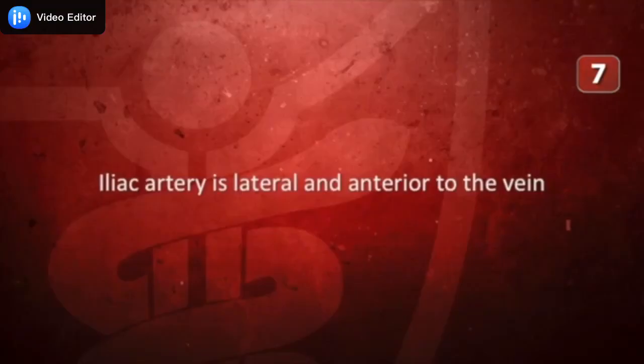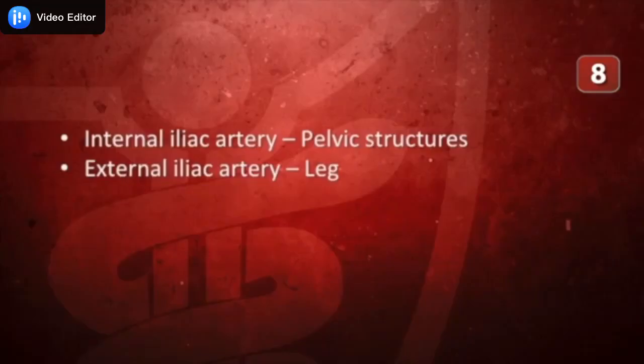Next, where's the iliac artery found in relation to the iliac vein? So the iliac artery is lateral and anterior to the vein. Next, which branch of the common iliac artery supplies the pelvic structures and which branch supplies the leg? So the internal iliac artery supplies the pelvic structures and the external iliac artery supplies the leg or the extremity. External iliac extremity, pretty easy.